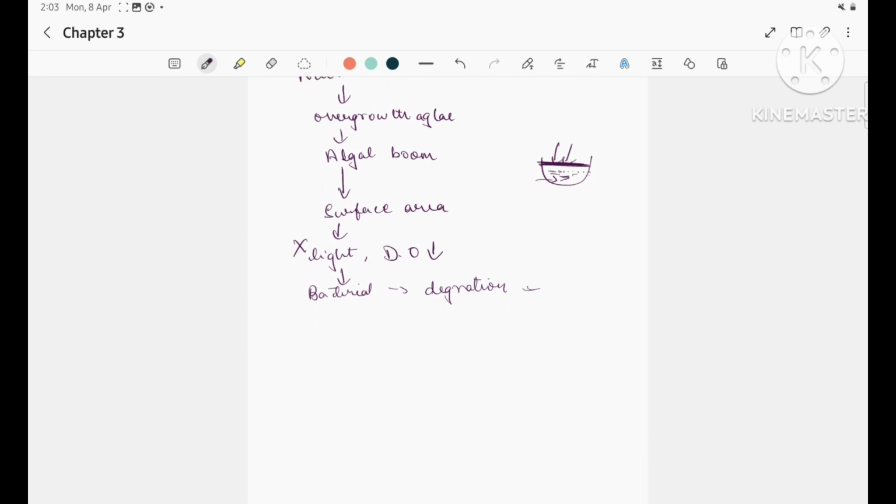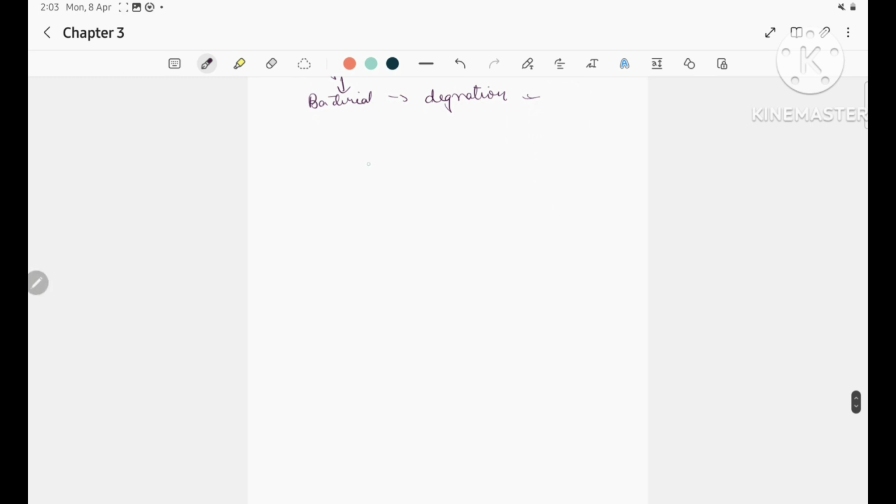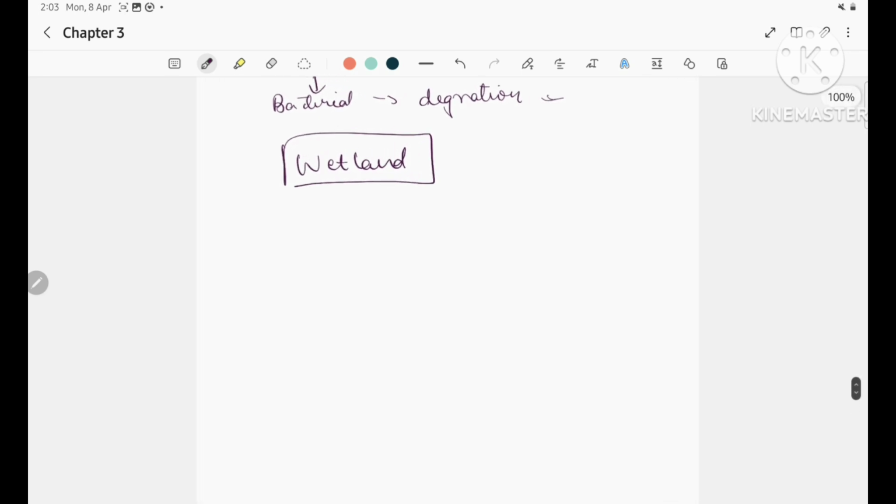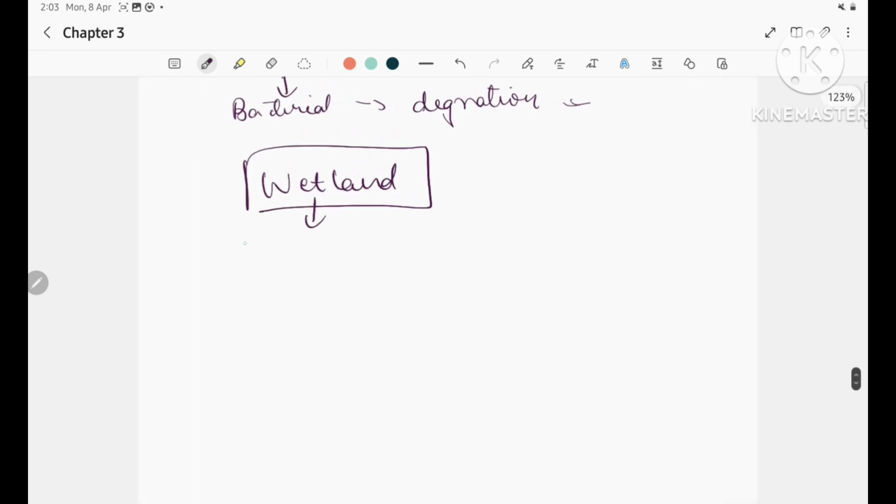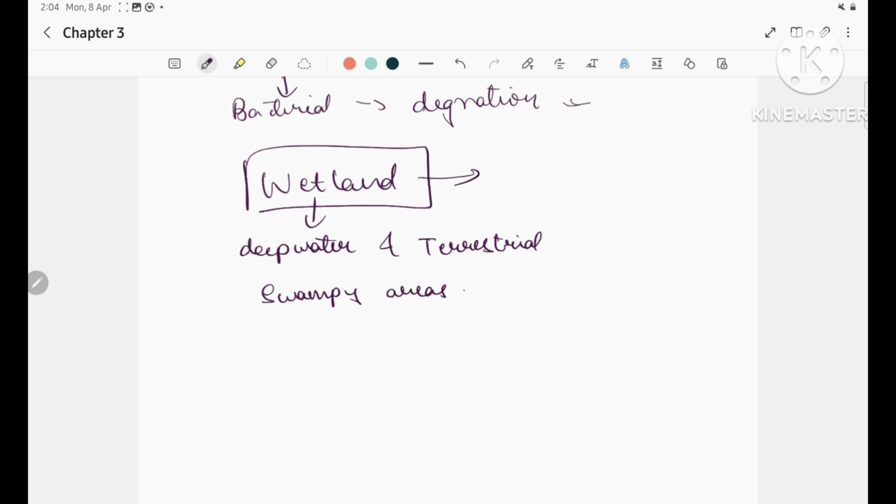Next topic is the wetland ecosystem. So what is a wetland? This wetland is the transition zone between deep water and terrestrial. For example, we can give swampy areas. In order to protect wetlands, we also celebrate World Wetland Day on 2nd February every year.